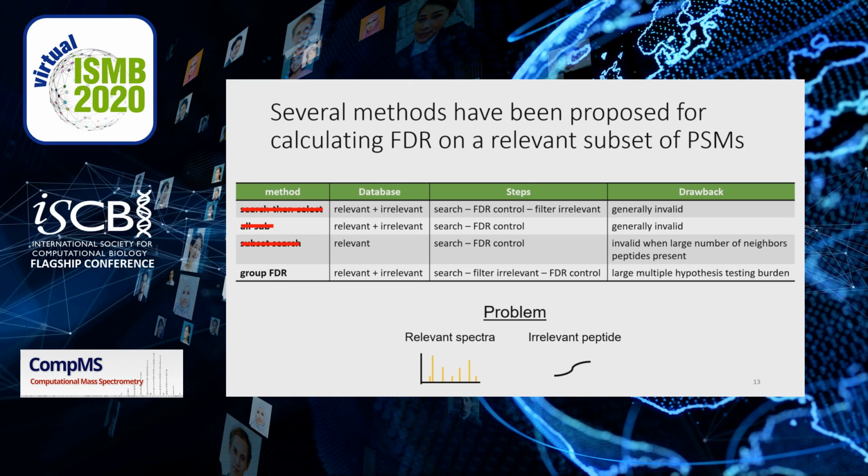This burden is due to the fact that our database consists of both a relevant component and an irrelevant component, and the irrelevant database is much larger than the relevant database. As a result, spectra truly generated by a relevant peptide could, by chance, match well to an irrelevant peptide. The bigger the irrelevant database is in comparison to the relevant database, the more chances that this could occur. As a result, you're going to lose statistical power.